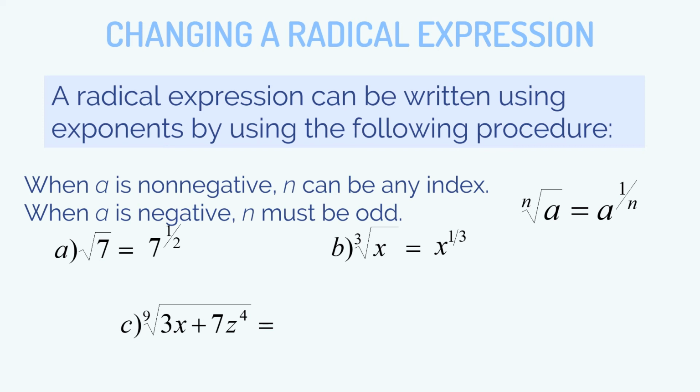What we're going to assume here, guys, is that inside of the radical we have an expression with parentheses, something like this: parentheses, 3x plus 7z to the 4th power, everything raised to the power 1, since we don't want to change this. So this becomes, in parentheses, 3x plus 7z to the 4th power raised to the 1 over, like we did before, 1 over the index that is 9.